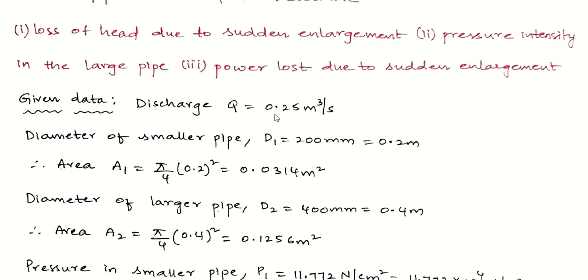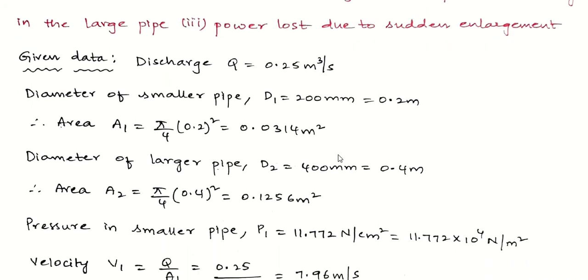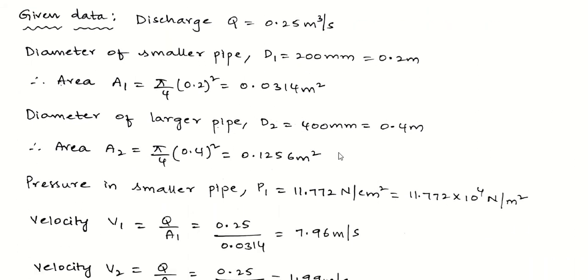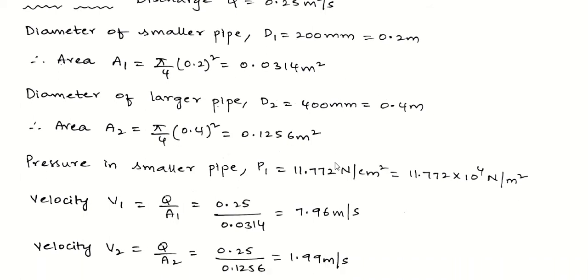So discharge is again 0.25 meter cube per second. D1 is 200 mm, which is 0.2 meters. A1 is pi by 4 of D1 square, which is 0.0314 meter square. Next, D2, the enlarged pipe diameter, is 400 mm, which is 0.4 meters. Again, A2 will be pi by 4 of 0.4 square, which is 0.1256 meter square.